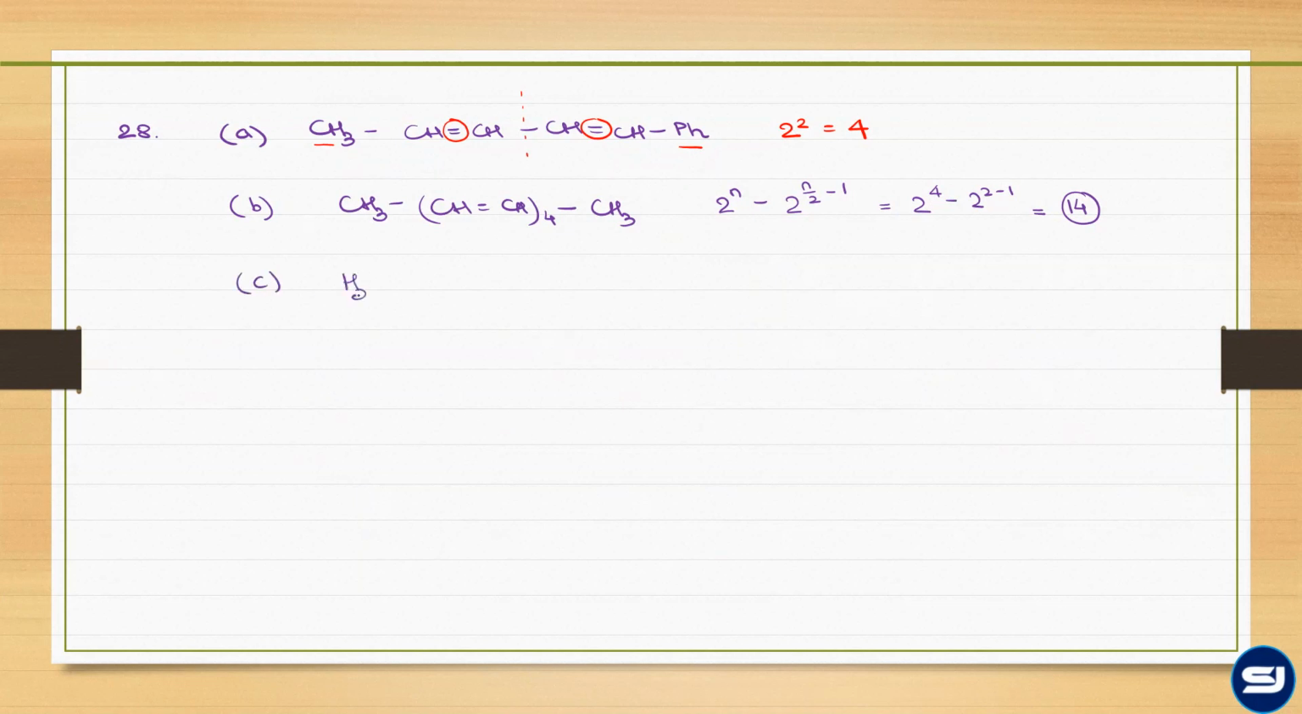C में we have butadiene. Number of geometric isomers given are 10. What should be the actual answer? 0. Obviously, it will not have any geometric isomer. यहाँ 0 होगा. And last one is H3C with a CH double bond CH 5 times and CH3. What can you comment on this structure?